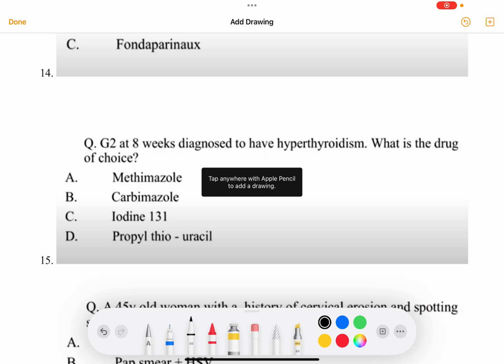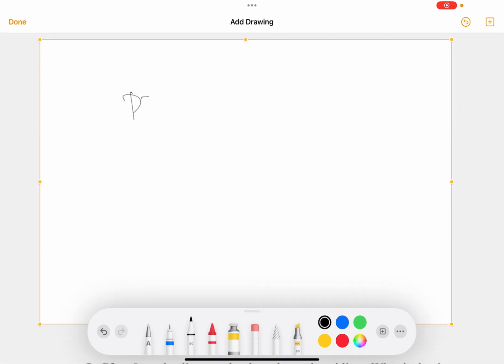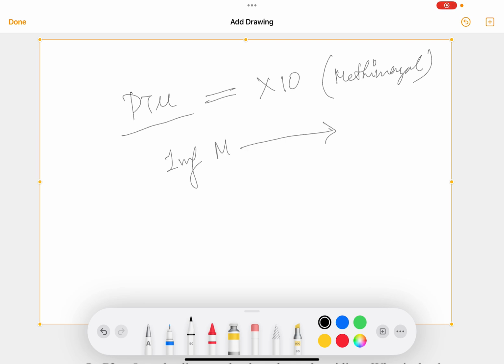Okay. Also remember one thing, when we start propylthiouracil, PTU, PTU dose is 10 times the dose of methimazole or carbimazole. Methimazole and carbimazole are same drug. So if patient was taking 1 milligram of methimazole, then in pregnancy first trimester we will give 10 times the dose, that is 10 milligram of propylthiouracil is given till the organogenesis period.